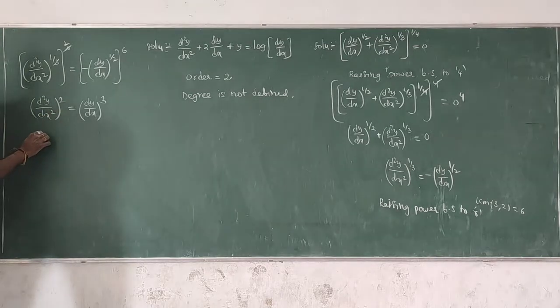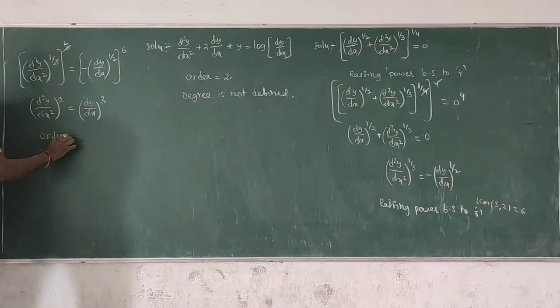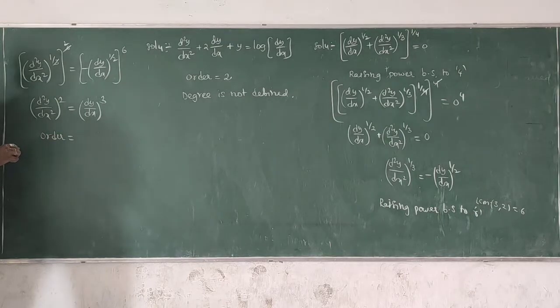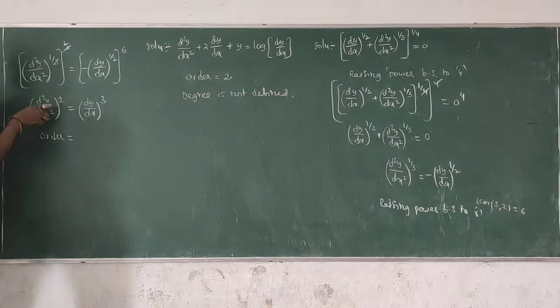Now write down the order and degree. What is the order of this differential equation? Yes, good, 2. Degree? Anyone? 2 only, not 3, because the maximum order is 2 now, and its power is 2 only. So order 2, degree 2. Any more doubts on this one? Write it down.